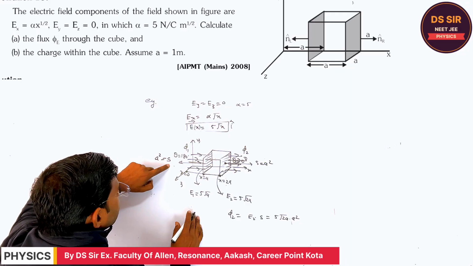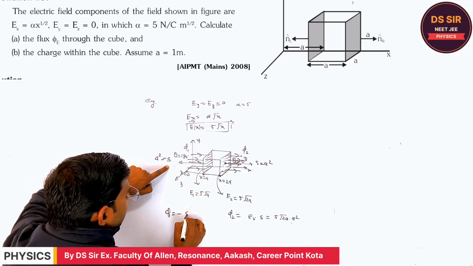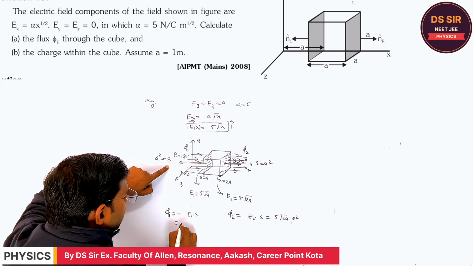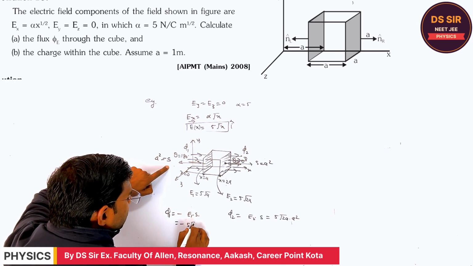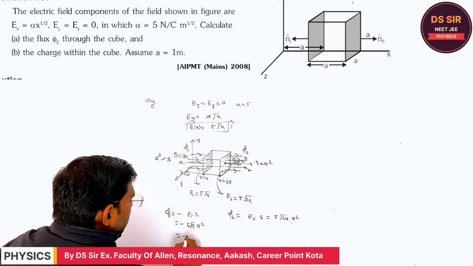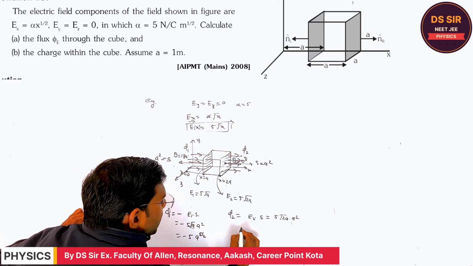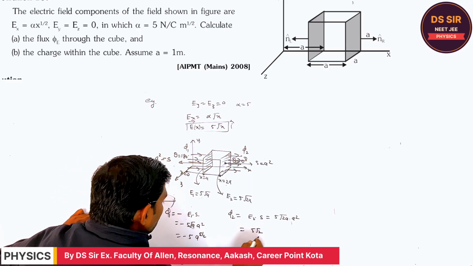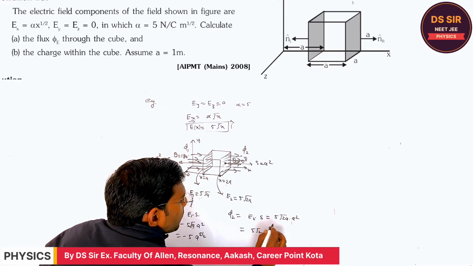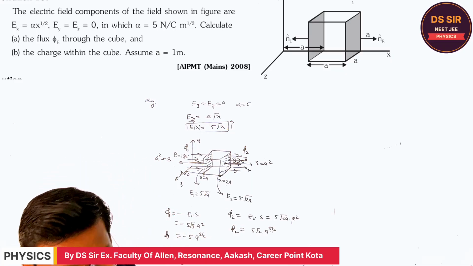Yes, sir. While the entering flux is minus electric field, minus E1 into S. E1 is what? 5 root a. Are you getting? Area is what? Say a square. So it is minus 5 a to the power 5 by 2. It is 5 root 2, right? A to the power 5 by 2. Please tell, are you getting this or not? Yes, sir.